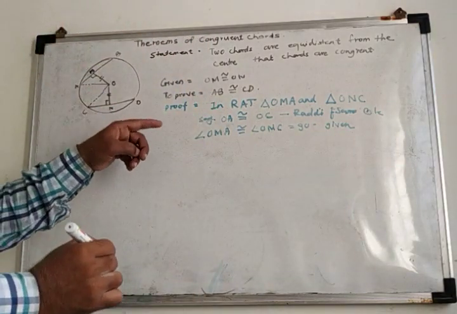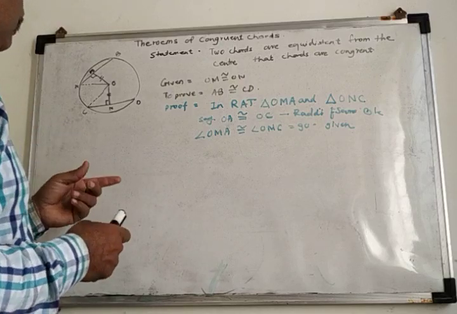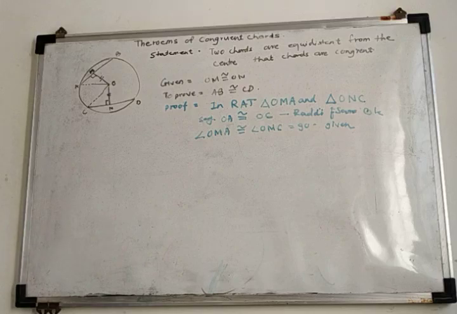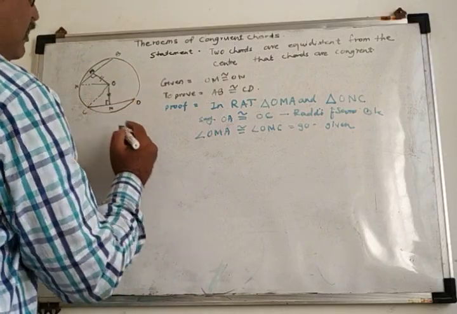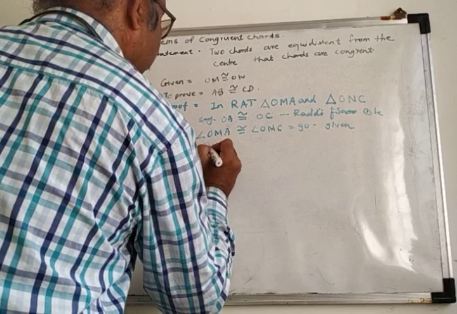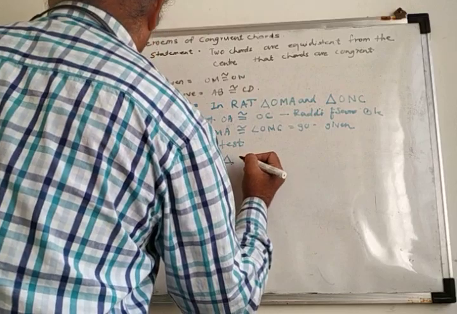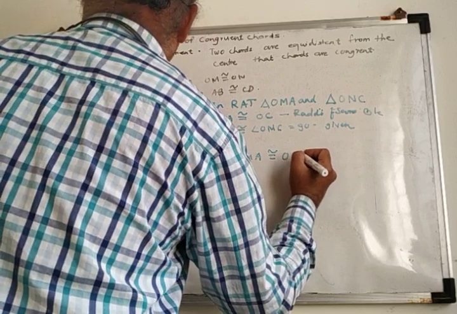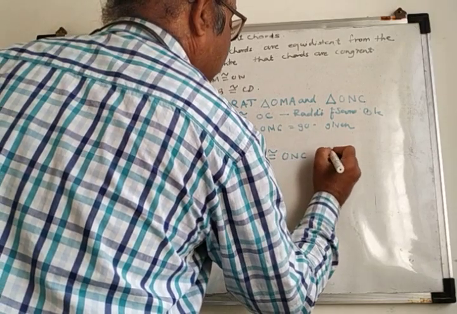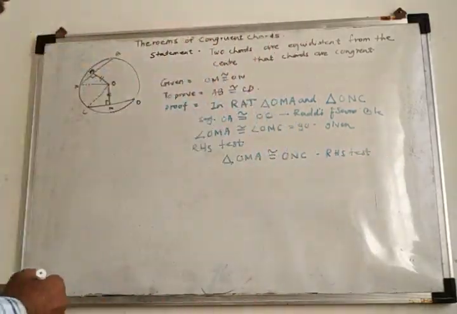So these two parameters of the triangle are given, and we have to show that AB is congruent to CD. Now you see that this was the hypotenuse and this is the side. So by the RHS test, we can say these two triangles, triangle OMA and triangle ONC, are congruent.